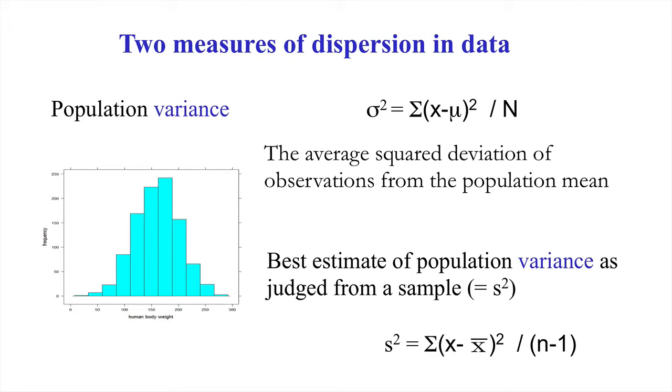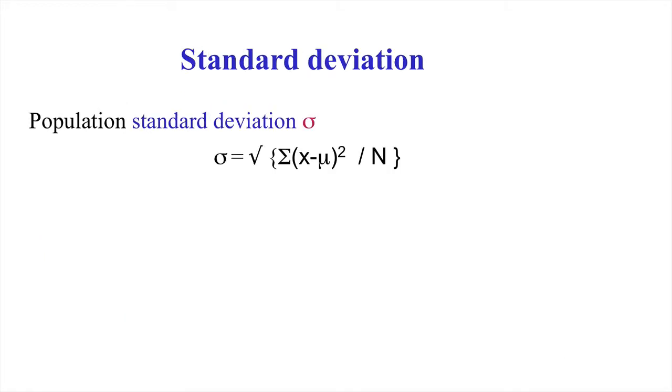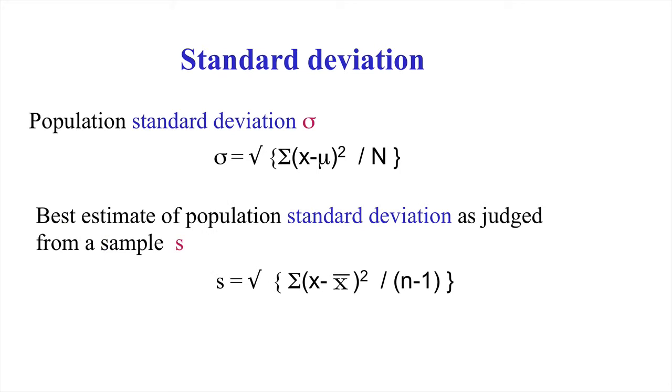We need to, in this case, divide by n minus 1. What about the standard deviation? Well, the standard deviation is effectively an attempt to undo the effect of squaring, but in this case we take the square root of the whole thing rather than just the numerator. So it's defined as the square root of the average squared deviation in terms of the population standard deviation. And likewise, if we're trying to estimate the population standard deviation from a sample, we take the square root of s squared, which is this formula down at the bottom.